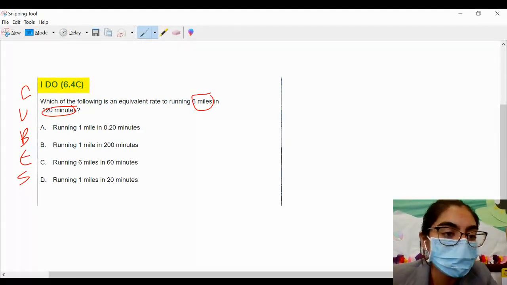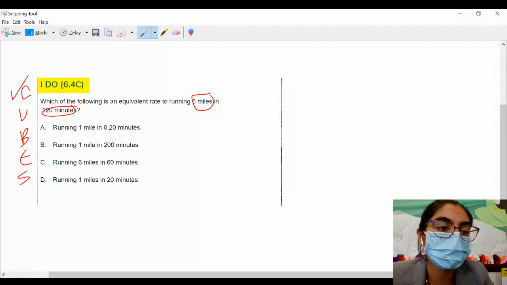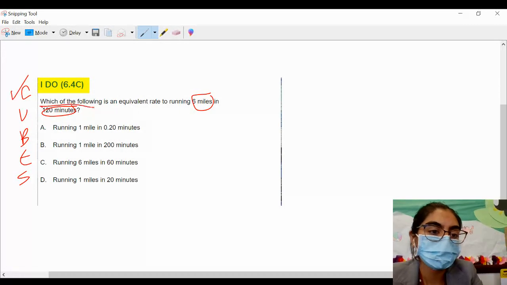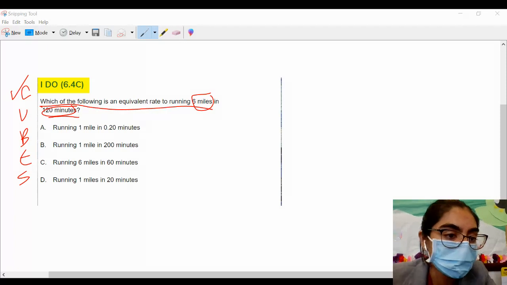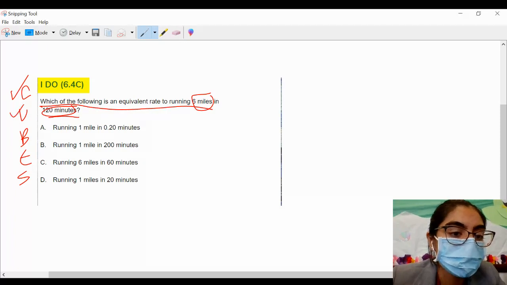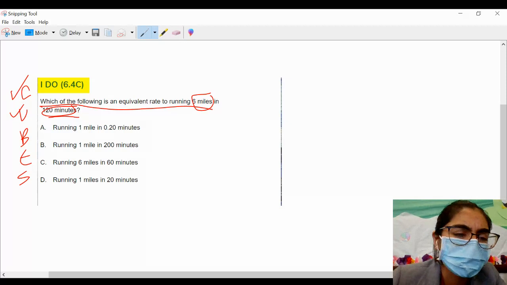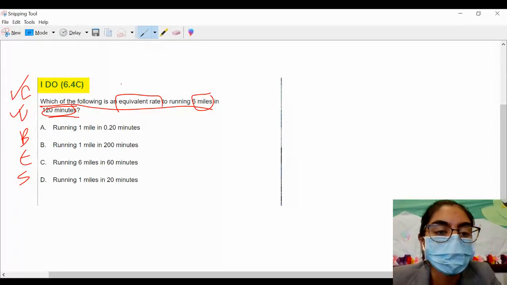All right, so I've got my two numbers with 2 units, check. Now I'm going to underline the entire thing as the question. And of course, I'm going to box keywords that can help me organize my one chart better and figure out what am I solving for? Which of the following is an equivalent rate? Oh, okay, so that means it's a proportion. And I'm definitely going to have to make a one chart because I saw the word rate.